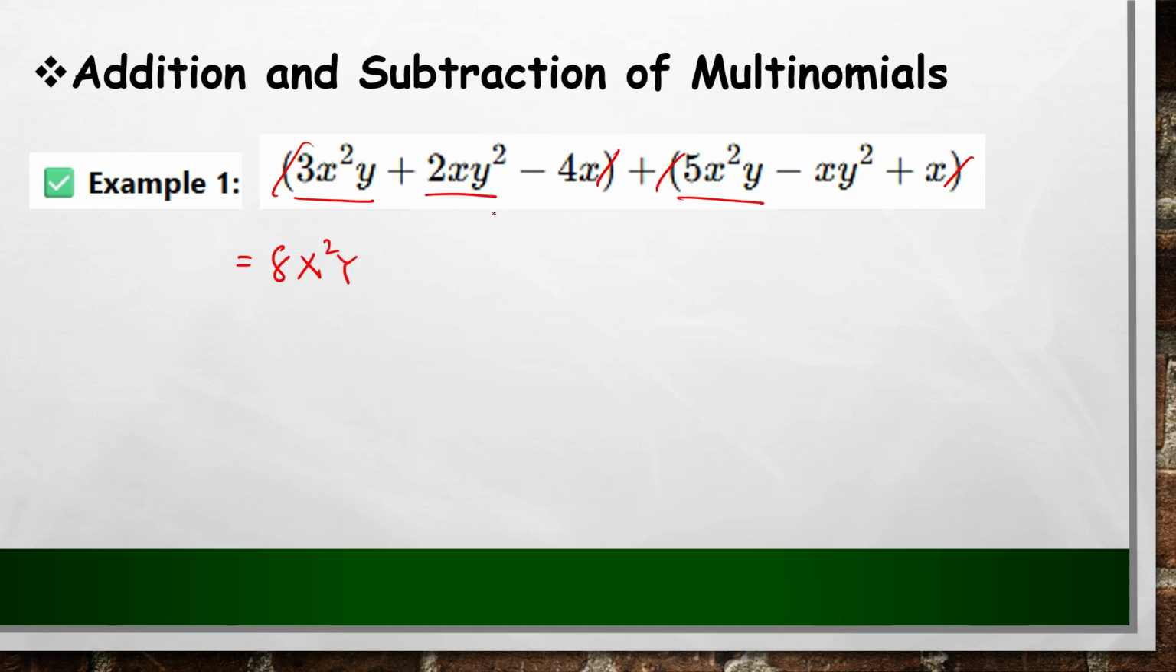And then for the 2xy squared, I believe that's the same as this. So that's 1. We have a 2. 2 minus 1 is equal to 1. Or it's just xy squared. And then for the last two terms that are similar or like, we have negative 4x and positive x. So that's negative 4 plus 1, which is equal to negative 3x.